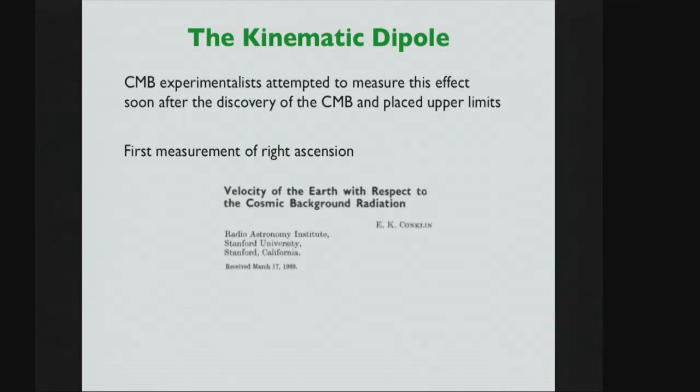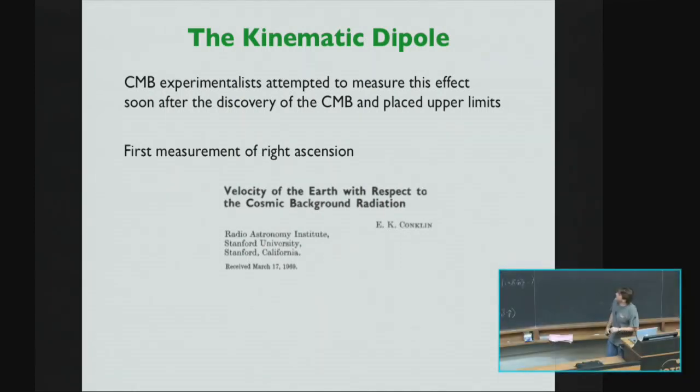Okay, so this is something, obviously, once you understand it's there, that you want to look for. And there were a number of early measurements. The first measurement of the right ascension was by Ned Conklin, which I'm showing you here. This was already in 1968. And there were earlier ones that didn't really detect anything, so there were upper limits. This was the first detection of the right ascension, but not yet the declination.